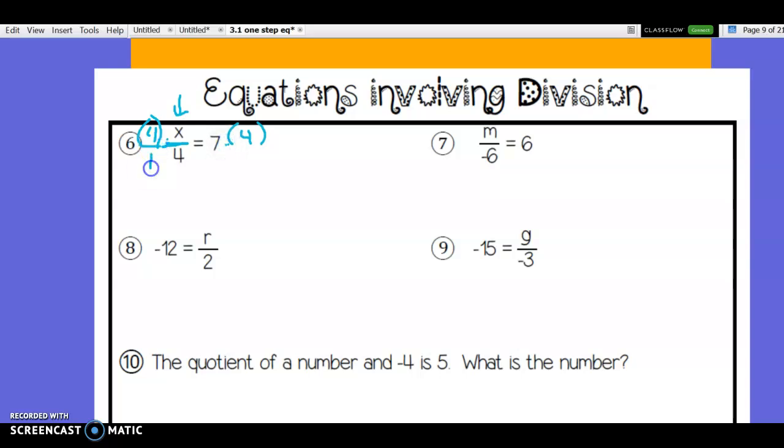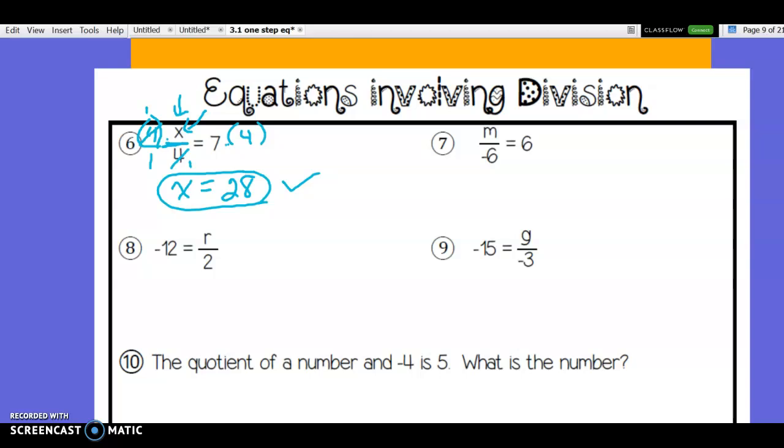Now, 4 is like 4 over 1, and remember we can cancel numbers along a diagonal when I have one fraction times another, which is what I have made here. And so those cancel each other out, and I just have a 1x, which is x. And on the right side, I have 7 times 4, which is 28. I could check that by putting 28 back in for the x right here, and 28 divided by 4 is 7. So I know that it checks out.